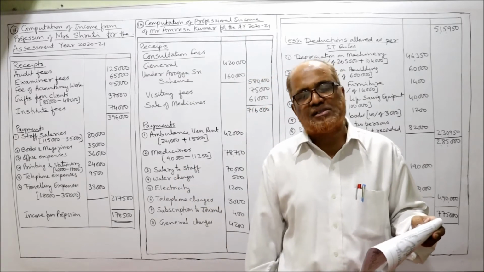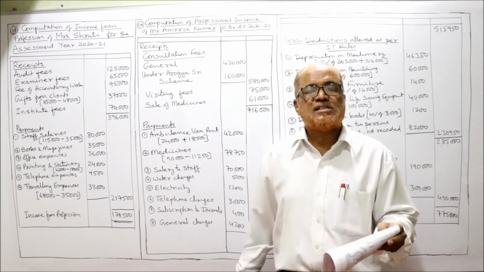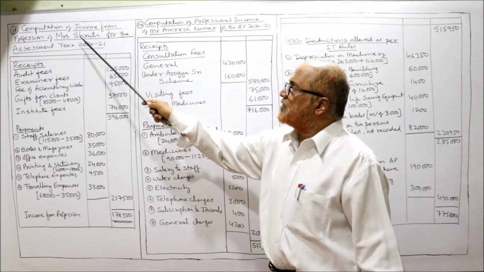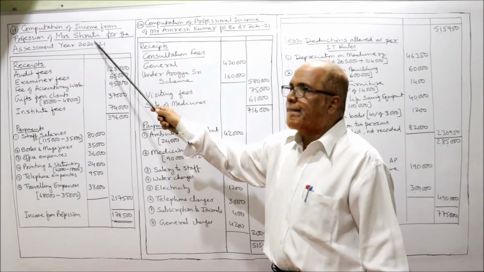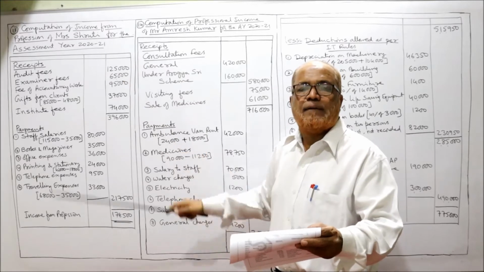Second, audit fees. It's a professional revenue income. Audit fees is a professional revenue income. So see here, computation of income from profession of Mrs. Shruti for the assessment year. Audit fees 1,25,000. Then dividend.